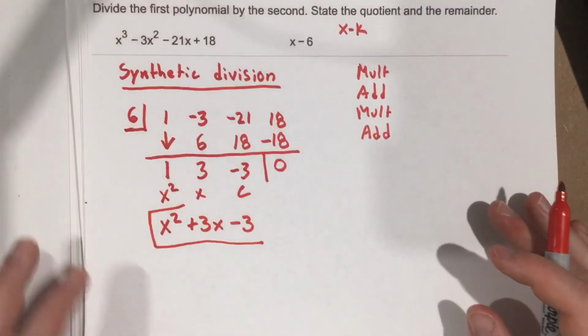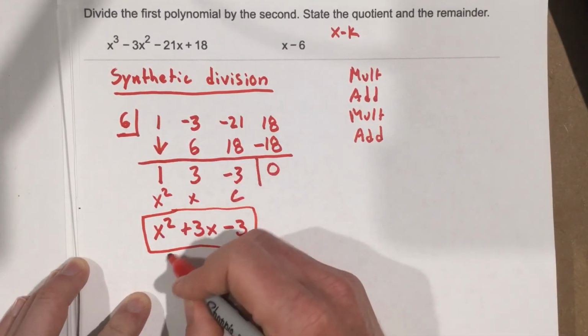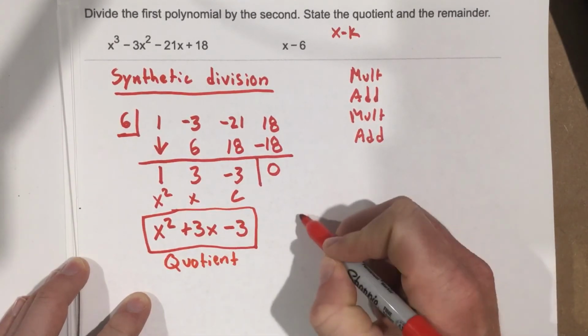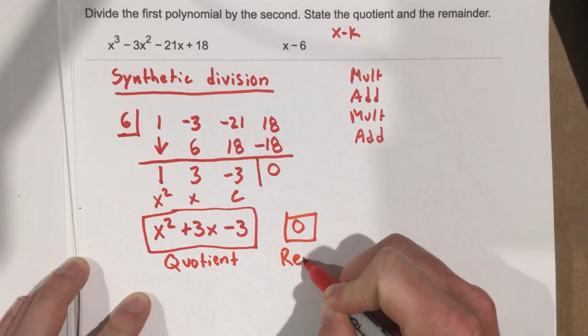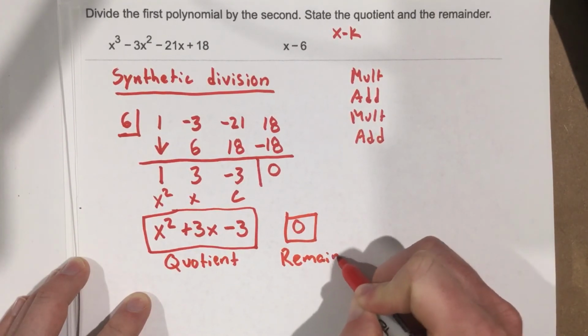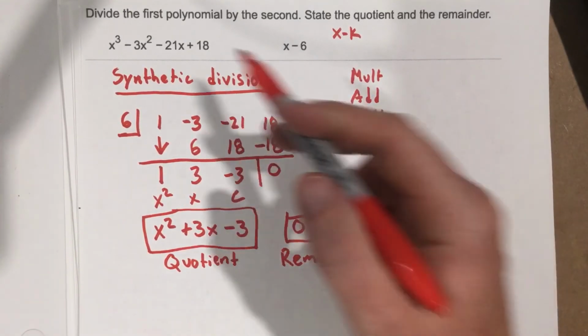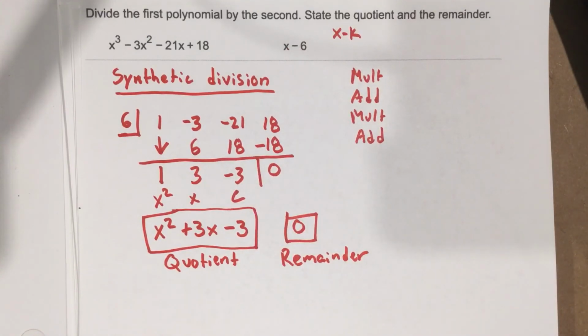This is the quotient part. So we'll go ahead and circle that this is quotient. And the remainder is 0. And that's how you divide this polynomial by a binomial with a degree 1. We can use synthetic division to do that.